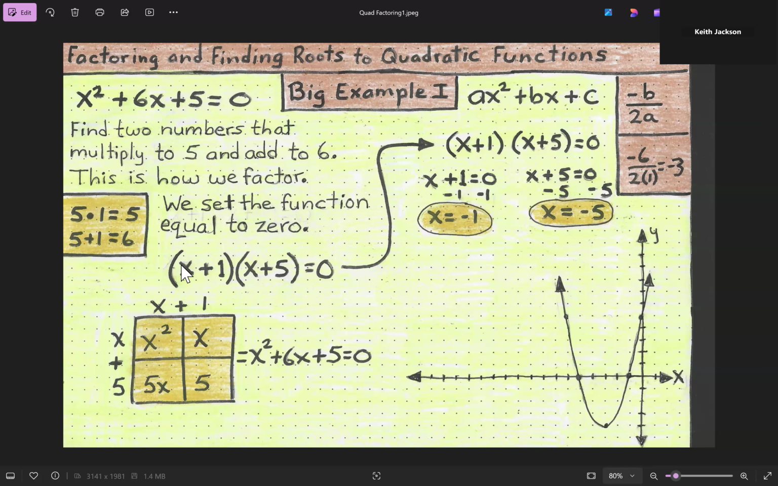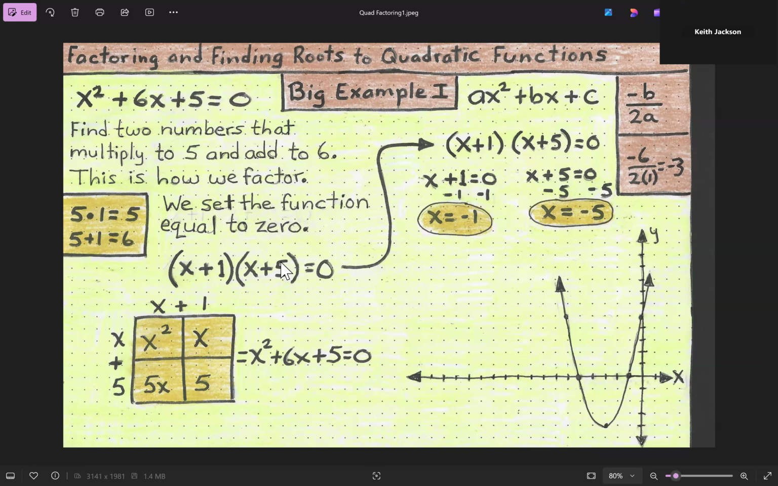This is our x here and our x here, because when we FOIL it, this is going to be the x squared that you see right there. So we're going to write it as x plus 1 times x plus 5, and that result is going to have to give us 0. How do we know that the combination of x plus 1 and x plus 5 gives us 0?